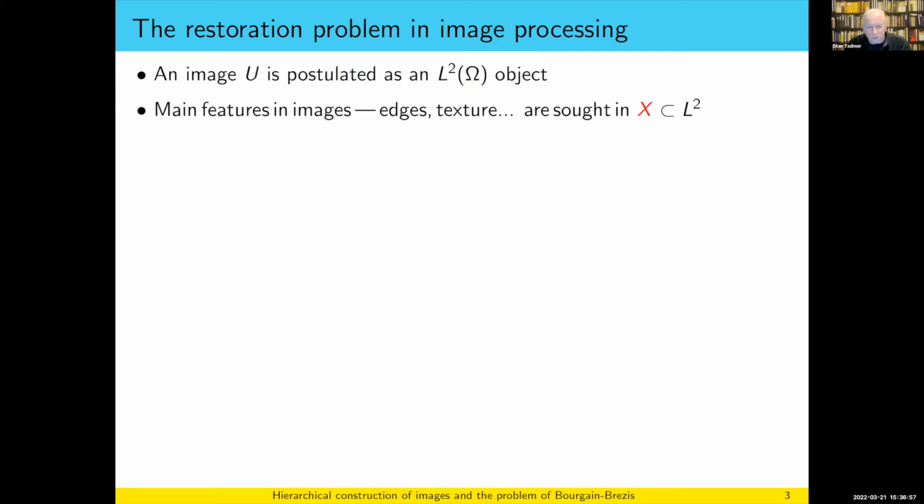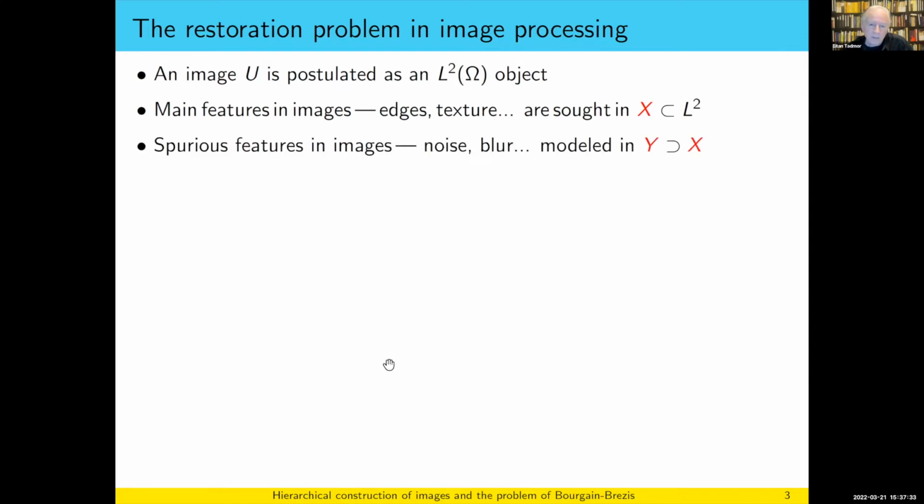Let me focus on the problem of restoration. First of all, we will postulate that an image is a function in L2 omega. First objection is, I just told you that this function is bounded by 255, but for reasons that will become clear later on, we will adopt the general framework in which images are postulated to be objects in L2. What are the main features of images? We just saw, for example, edges or textures, and usually they are sought in a smaller space than L2, denoted here by capital X, but it's not exactly clear what should be this X.